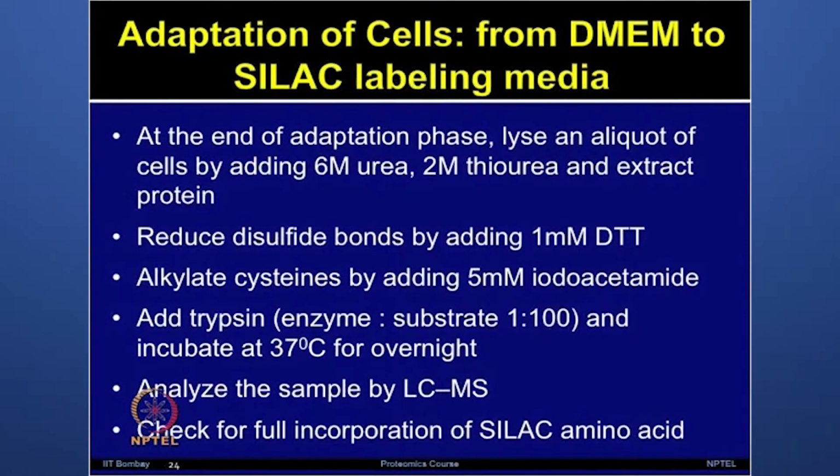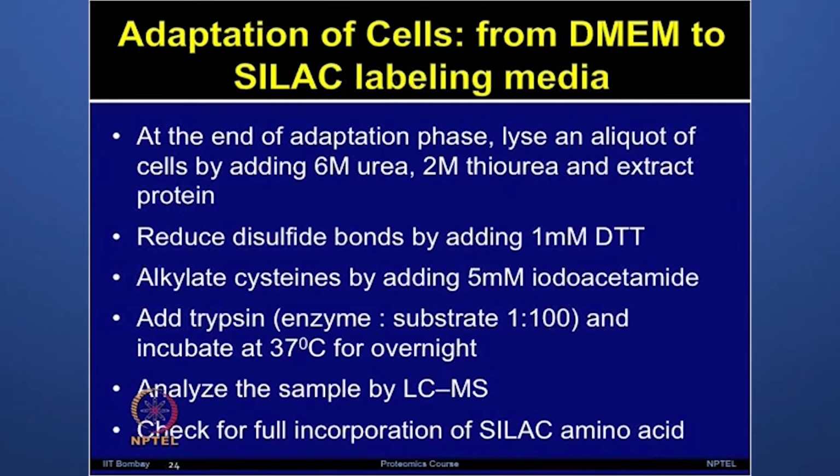So, for the adaptation of cells from DMEM to SILAC labeling media, at the end of this adaptation phase, lyse the cultures by adding 6 molar urea, 2 molar thiourea, and then extract the protein. Reduce disulfide bonds by adding 1 millimolar of dithiothreitol, then add 5 millimolar of iodoacetamide to alkylate the cysteine residues. Add trypsin overnight for digestion with the enzyme to substrate ratio of 1 to 100.